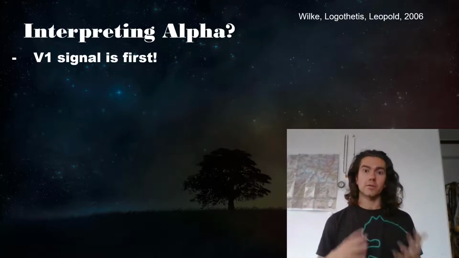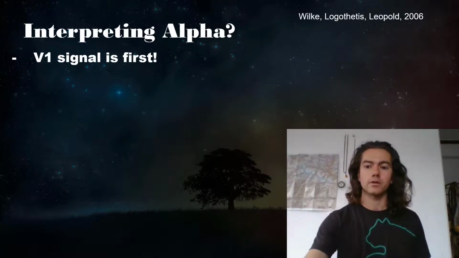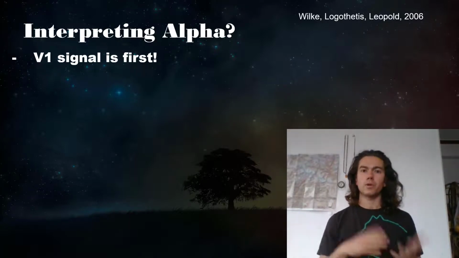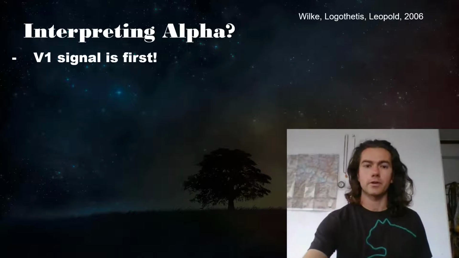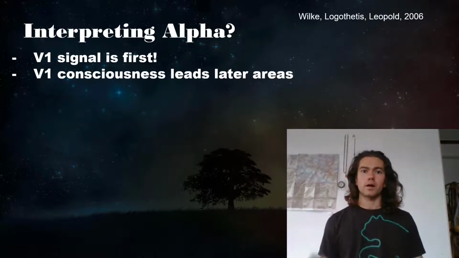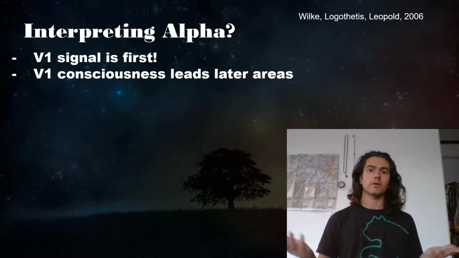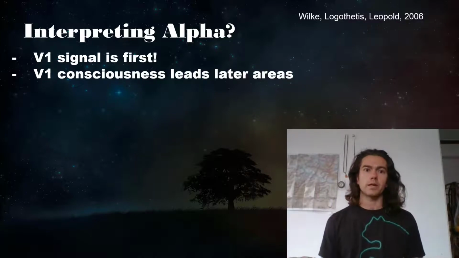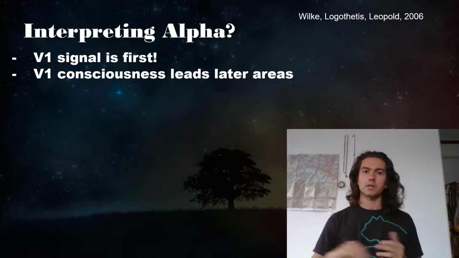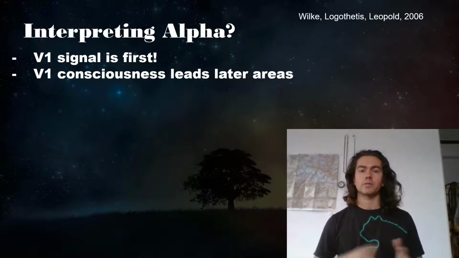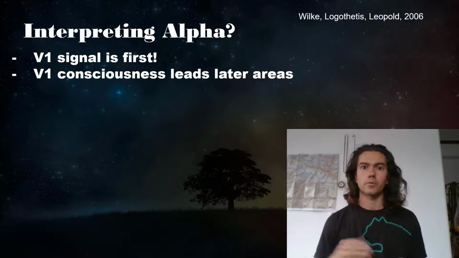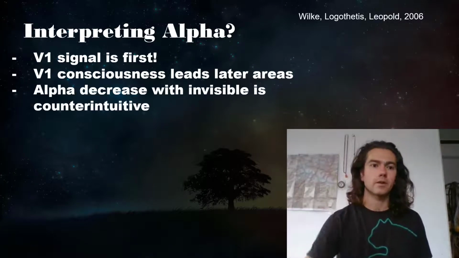So let's interpret alpha for a second. The V1 signal is first. That's the really big deal here. Not only is V1 being modulated, which is different from the spiking result, but V1 is first, so that's kind of crazy. So V1 consciousness leads to later areas. That might be one way to interpret these findings, that V1 is actually the initial start of the conscious perception, and then that just feeds on forward as the conscious perception takes form through further processing.